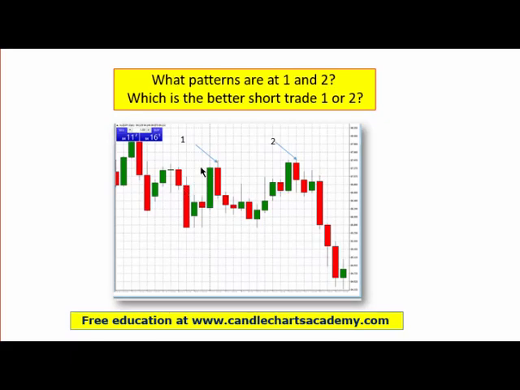So first of all, what patterns are at 1 or 2? Now this happens to be a Forex market. Maybe hard to see, it doesn't matter. Whatever we go through here is applicable in all markets in all time frames. So what patterns are at 1 or 2?